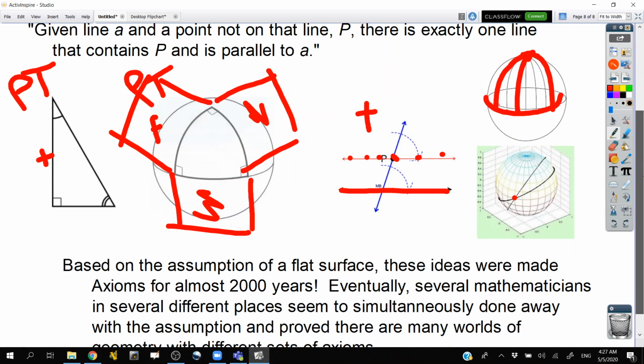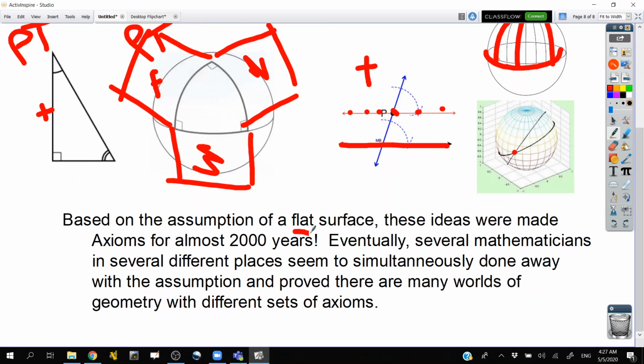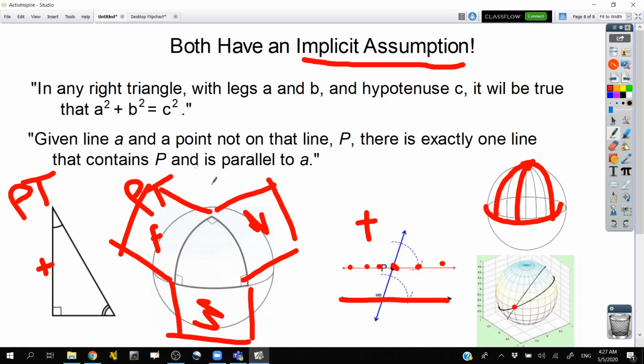What we found is that the assumption of a flat surface made this impossible to prove for almost 2,000 years. But eventually several mathematicians in different places seemed to simultaneously do away with the assumption, and they proved there are many worlds of geometry. The one I've given here is spherical geometry, but we also have negatively curved surfaces and lots of other types of things that stem from these ideas. So just note that things go unsolved for thousands of years based on assumptions that we make. And when we fix those assumptions, there's usually massive progress that happens.